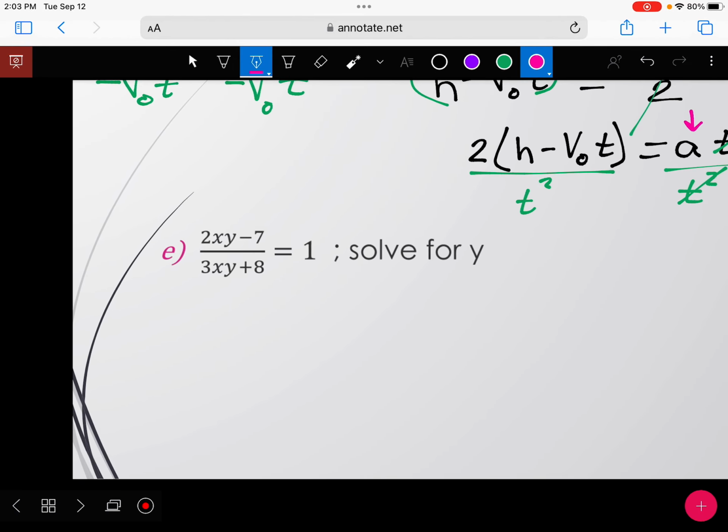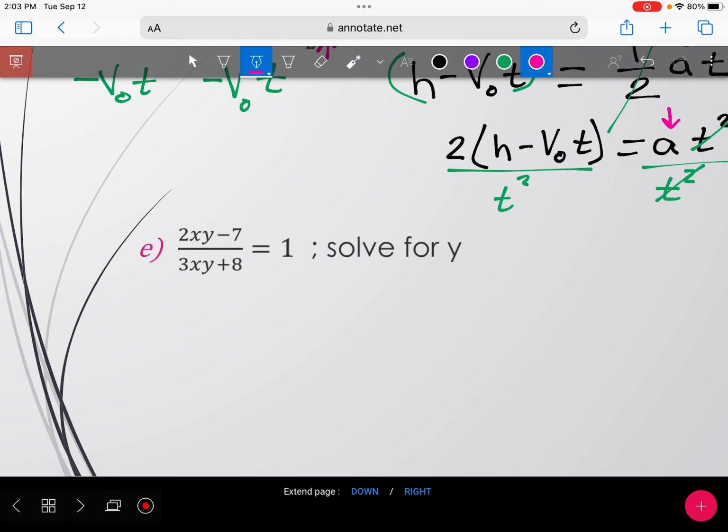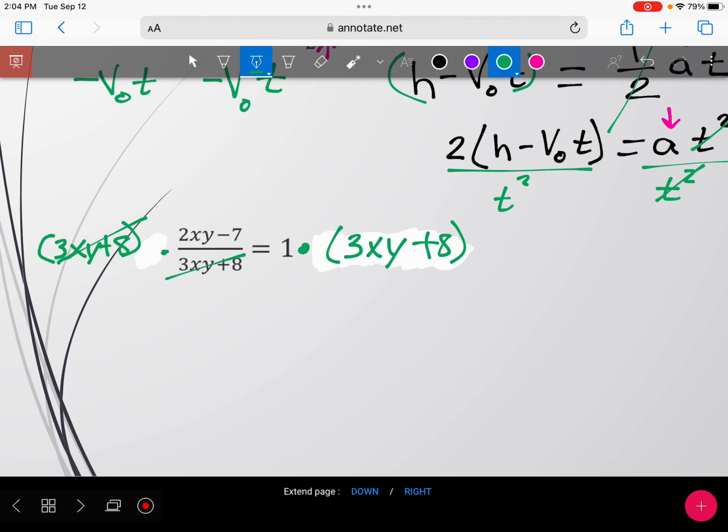So on E, we have a fraction, and it's a gross fraction. So if we see a fraction, how do I get rid of the fractioniness? Multiply. When in doubt, multiply by what? Yeah, by our denominator. So I'm just covering that up so I can write there. So I'm going to times this side by 3xy plus 8, because then those guys cancel. We like that. 2xy minus 7 equals, and I'm going to distribute that 1 through, which is 3xy plus 8. Still gross, but less gross. Less gross is a good direction.